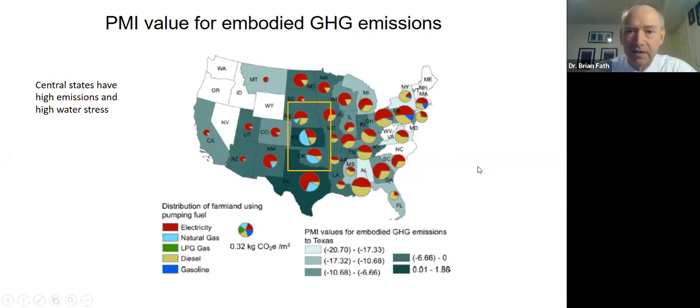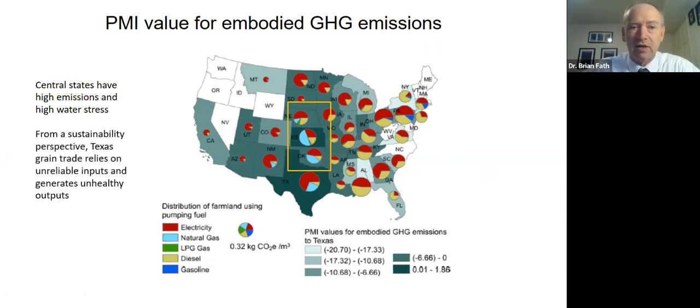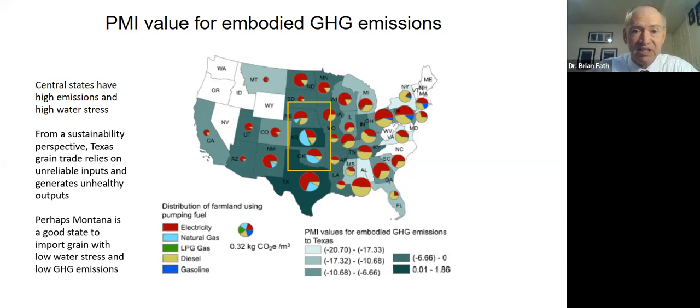emissions factors coming in. So in the end, there's a trade-off, right? That Texas's grain trade is relying on unreliable inputs, and it generates unhealthy outputs. So it's clearly not sustainable the way that it's continuing to do that. And so maybe one suggestion would be to consider a state like Montana that actually has more grain available to be traded and has a much lower footprint in terms of the greenhouse gas emissions.